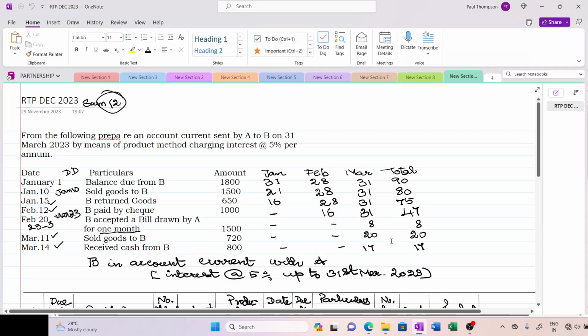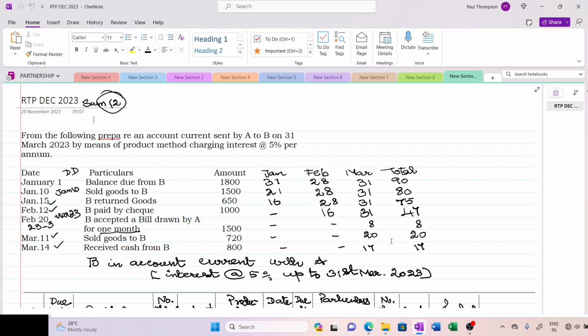Today we are going to see RTP December 2023, sum number 12, account current. From the following, prepare an account current sent by A to B. Means we are going to prepare B's account. Otherwise also you will be noticing from the transactions given to you, it's all sold goods to B, returned goods. So A is in his books, he is going to prepare account current of B. So B in account current with A.